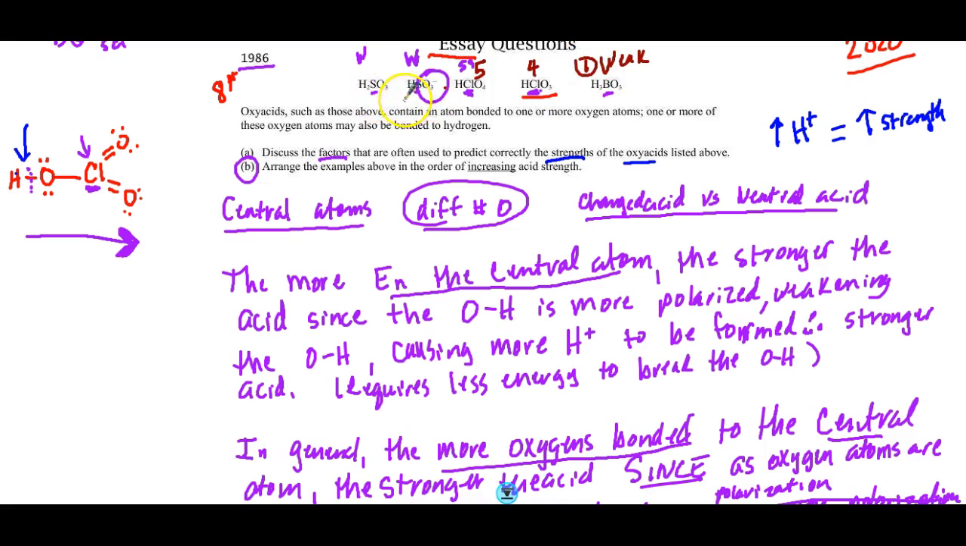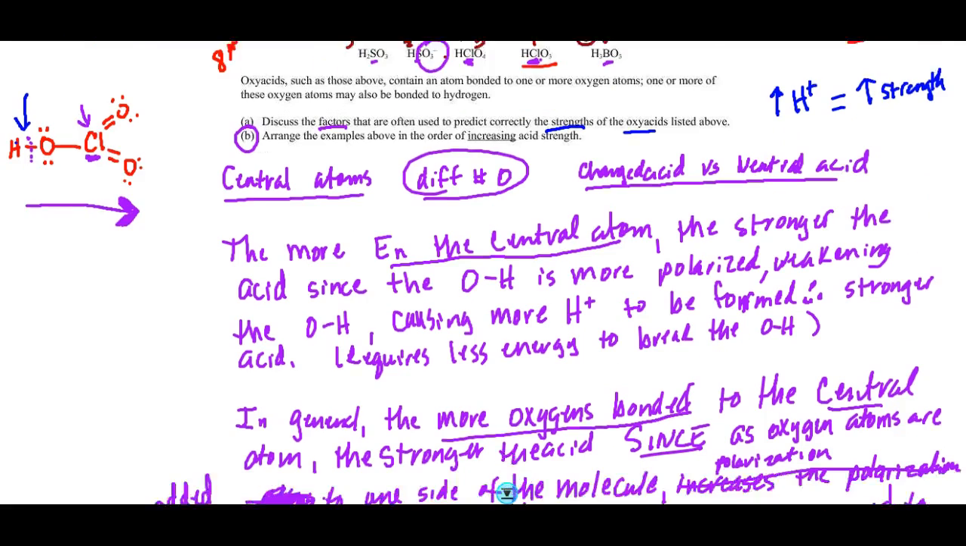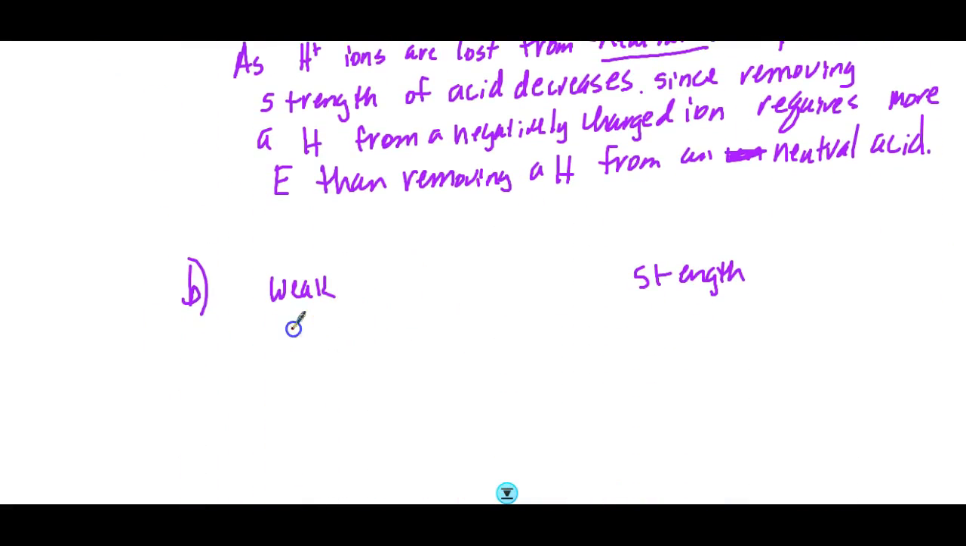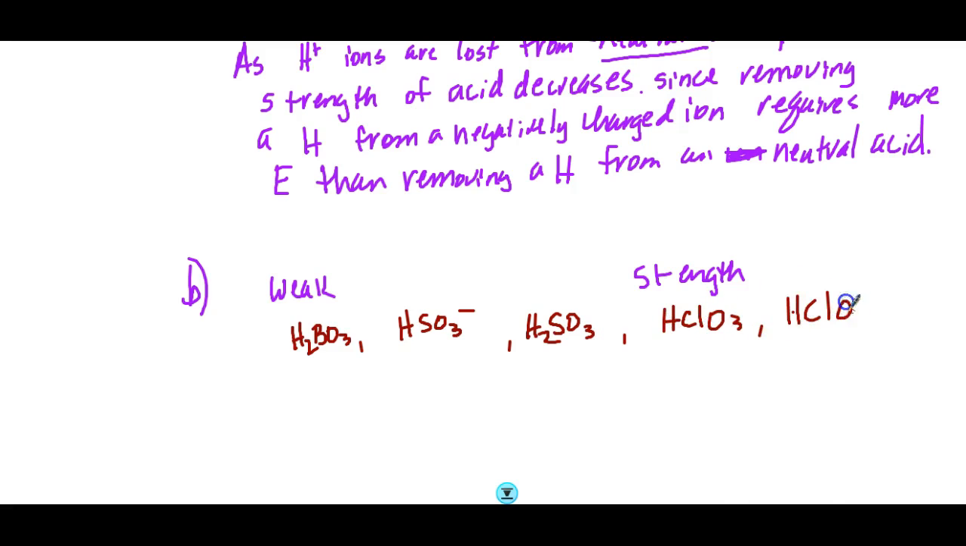Now the battle is between these two. And so remembering that it's harder to take this hydrogen off, it's going to have a much lower Ka, and so this is going to be number 2, and then a little stronger than that would be 3. All right, so we're going to write them: H2BO3, followed by HSO3 minus, followed by H2SO3, followed by HClO3 and HClO4.